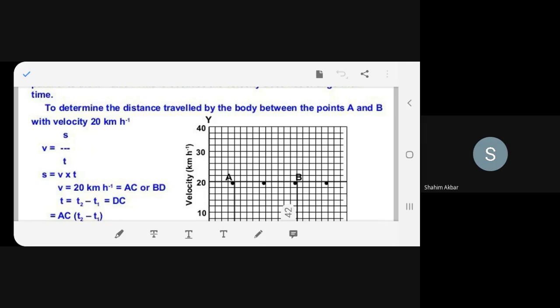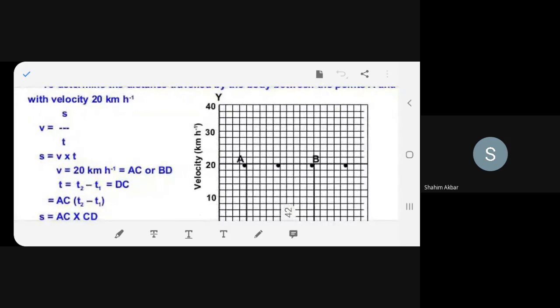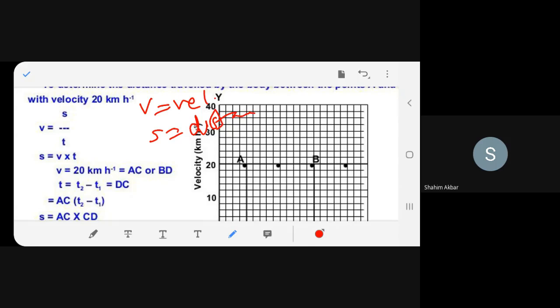Okay. Now, what is V? V is velocity. You agree? Okay. What is S? Distance. And what is T? Time. So I think the formula is right. Velocity is equal to distance upon time. This you follow or not? All of you?